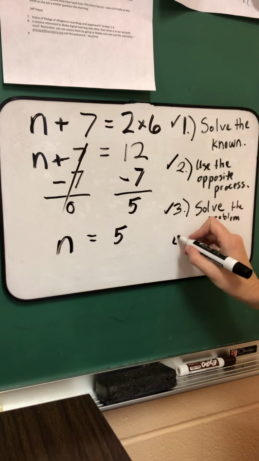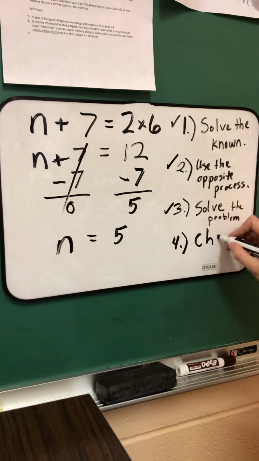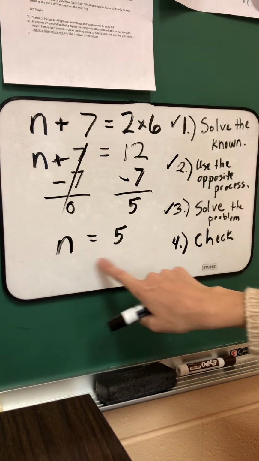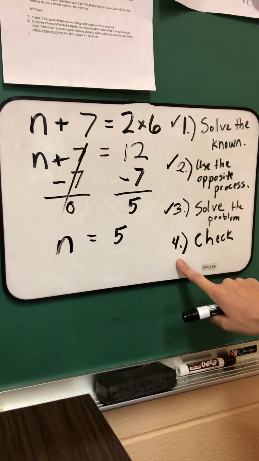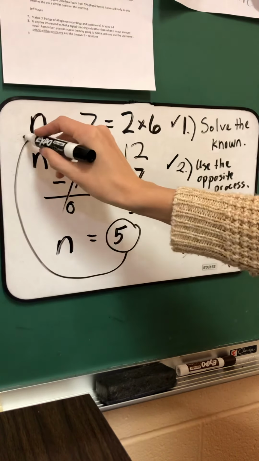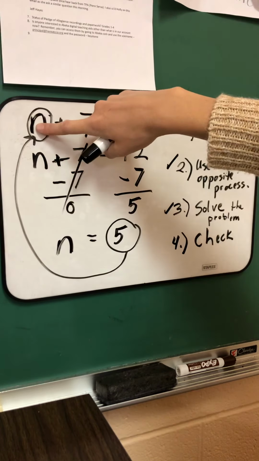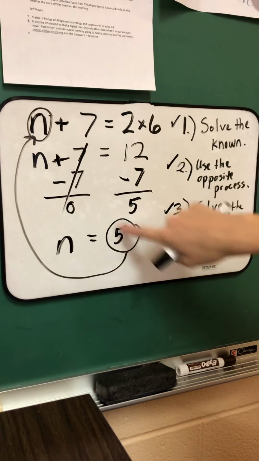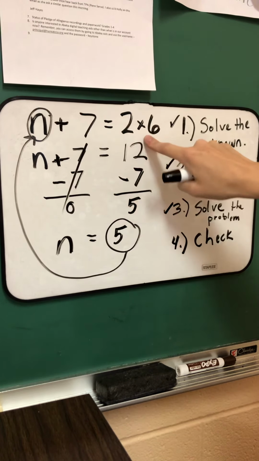The last step in finding the unknown number is to check our work. We want to make sure that 5 really is n, that n is 5. The way that we check is we just plug 5 into our equation. So instead of saying n, now that we know what n is, we could just say 5 plus 7 equals 2 times 6.